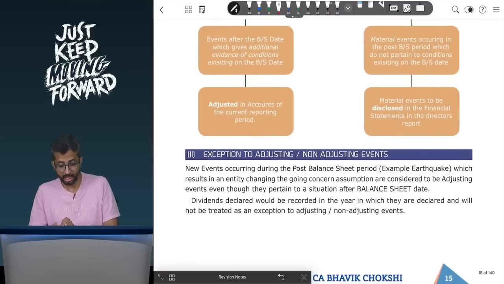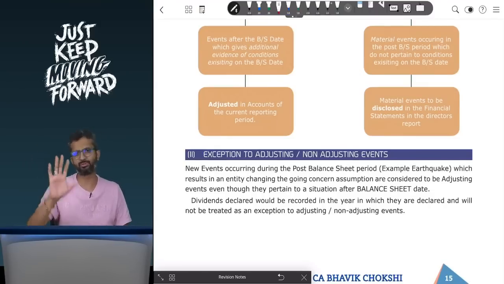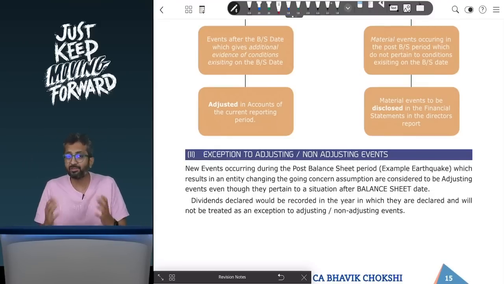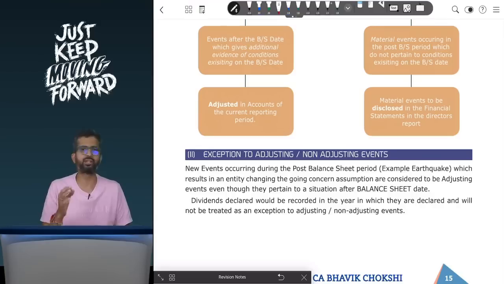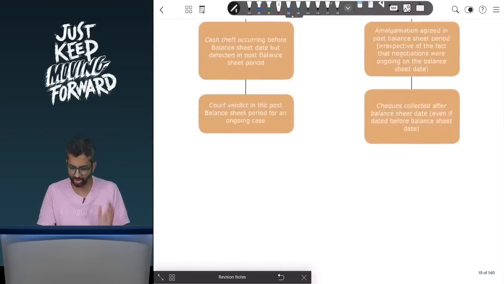Exception to adjusting and non-adjusting events: the standard says that generally for non-adjusting events you just give a disclosure if it is material. However, if the event is so material that it impacts the going concern assumption, in which case you can treat it as adjusting. If the fire in the post balance sheet period is so significant that it impacts the going concern assumption of the entity, then it can be treated as an adjusting event.